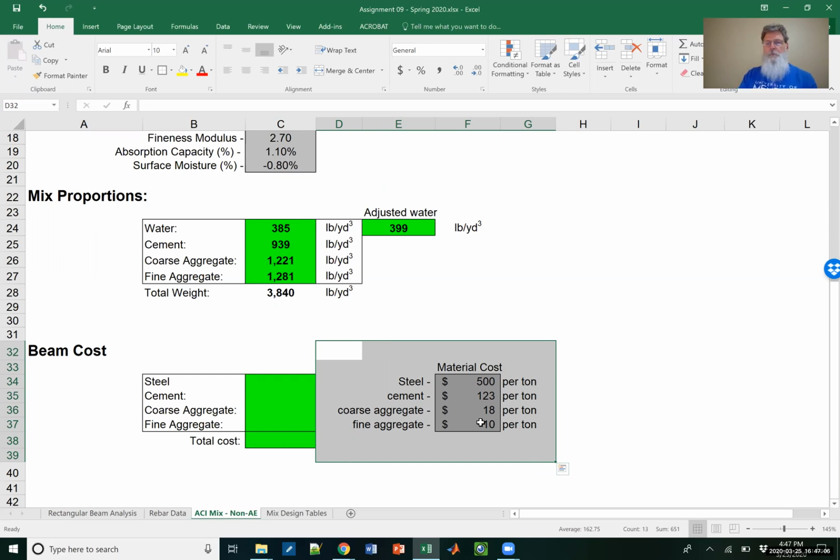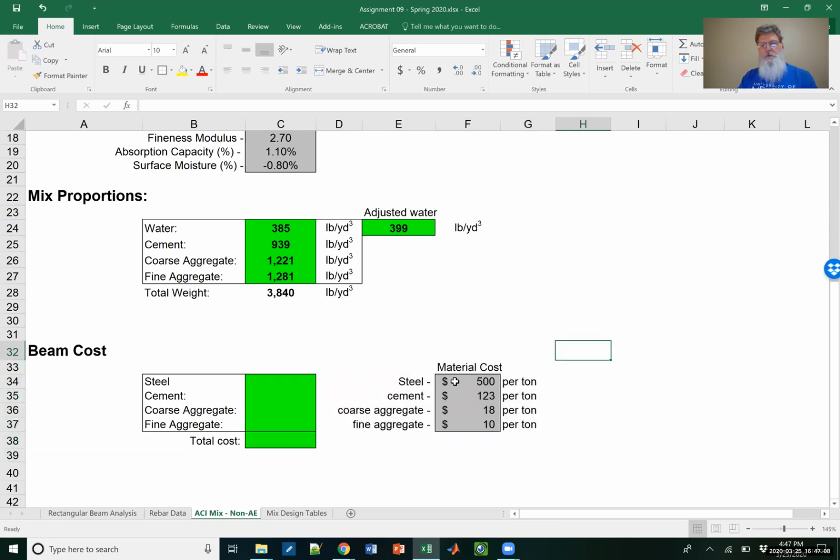Those are just numbers, and following our strategy, I made those gray boxes so that those are like parameters for our model. I also copied this format down and made a space where I'm going to compute the cost of my structure. So I'll calculate my steel cost and my cement cost and my coarse aggregate and fine aggregate, and then I'll add those up for my total cost. So that's what we're going to work on today, on this part, is to calculate those costs.